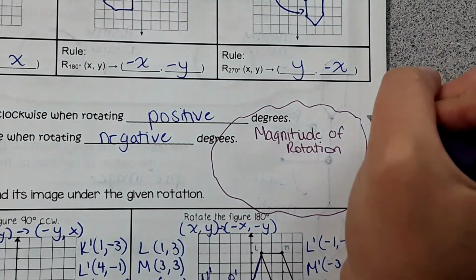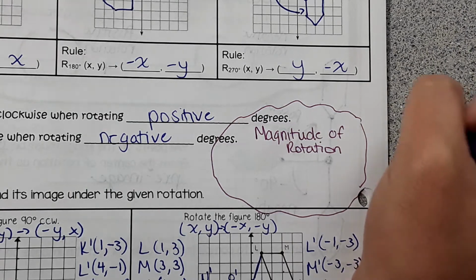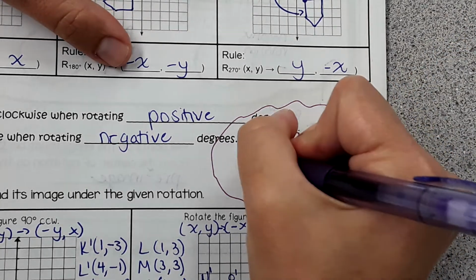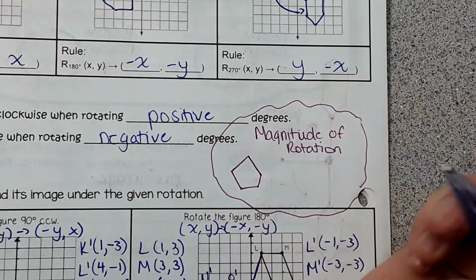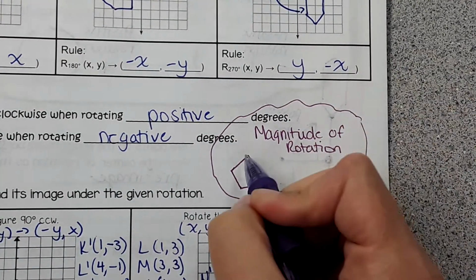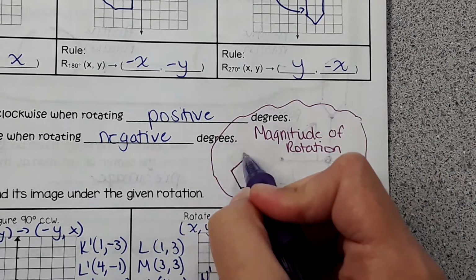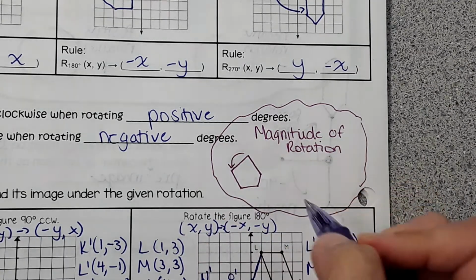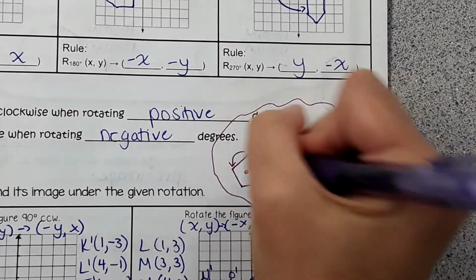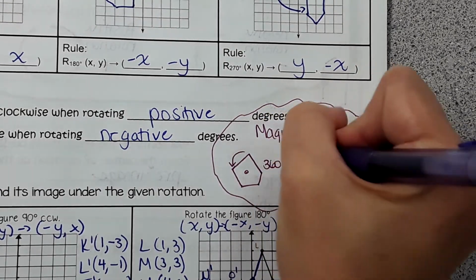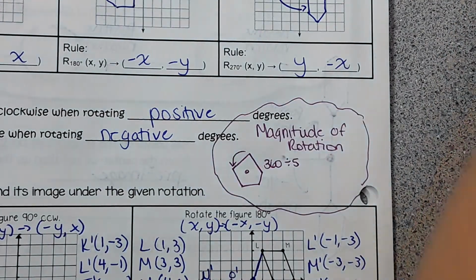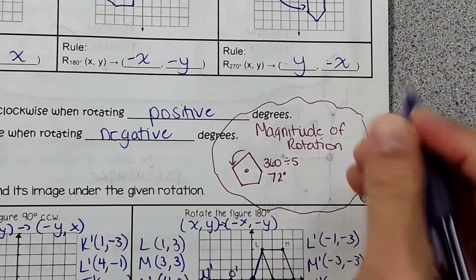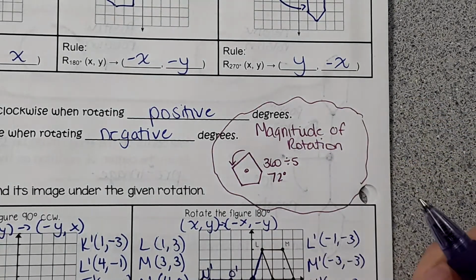What this means is how far a shape needs to rotate to land on top of itself. So for example, if I have a regular pentagon with all sides the same measure and all angles the same, this would need to rotate one turn to land on top of itself. So if you take 360 and divide by 5, you would get how many degrees you need to turn it for it to land on top of itself. So 360 divided by 5 comes out to 72 degrees. So the magnitude of rotation for that shape would be 72.